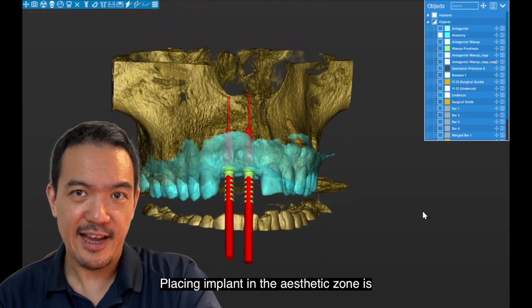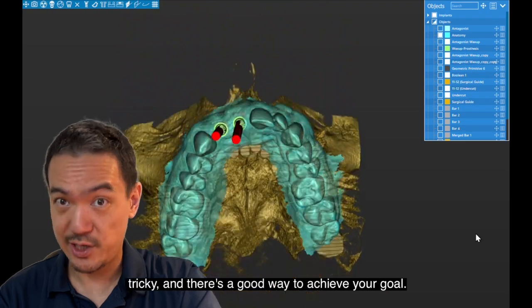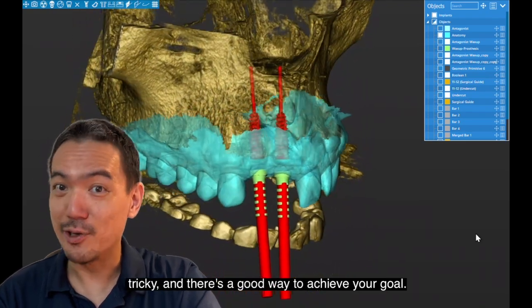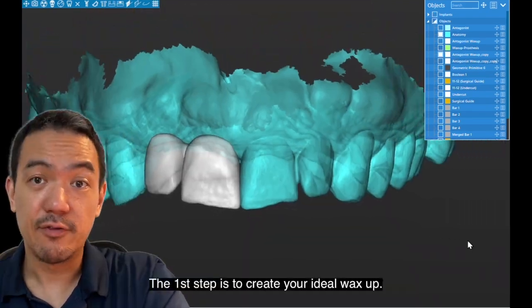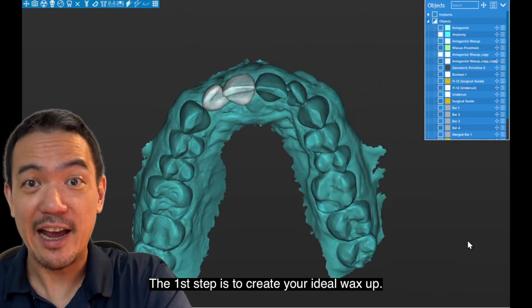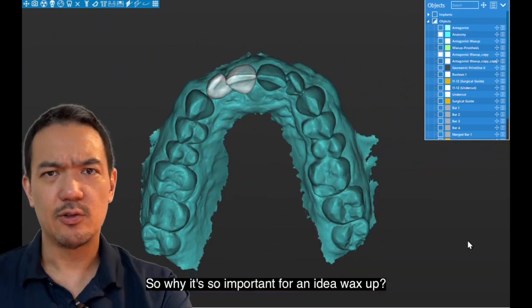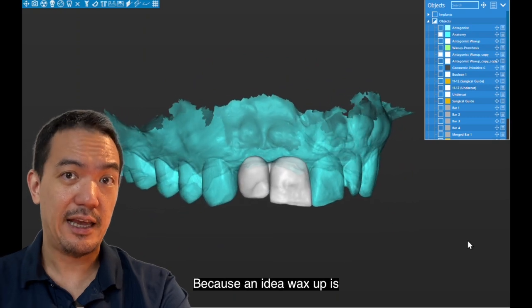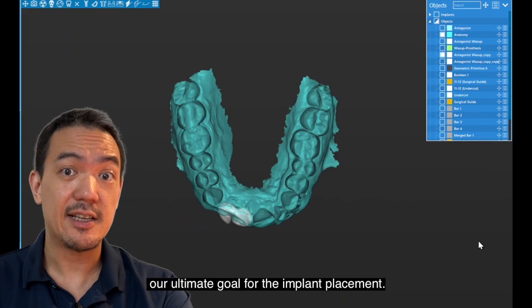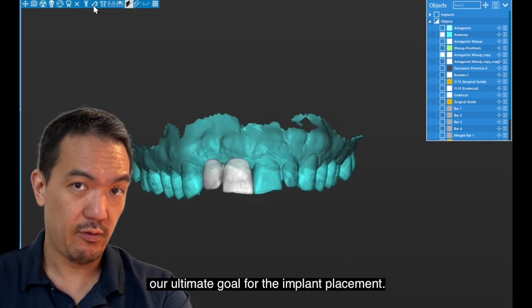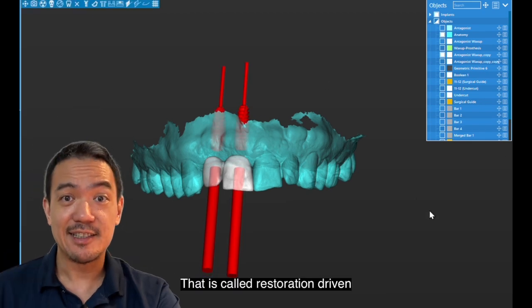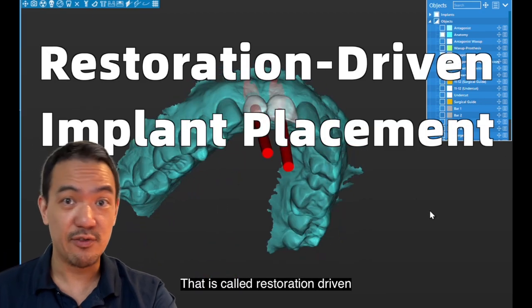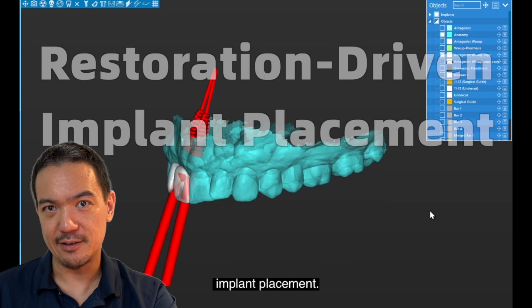Placing implants in the aesthetic zone is tricky, and there's a good way to achieve your goal. The first step is to create your ideal wax-up. So why is it so important for an ideal wax-up? Because an ideal wax-up is our ultimate goal for the implant placement. And that is called restoration-driven implant placement.